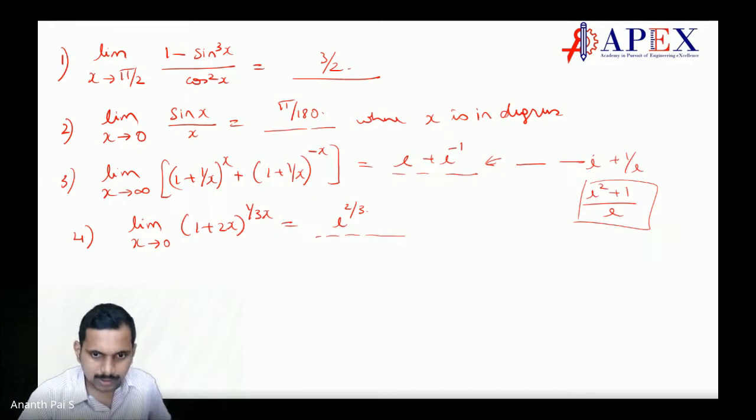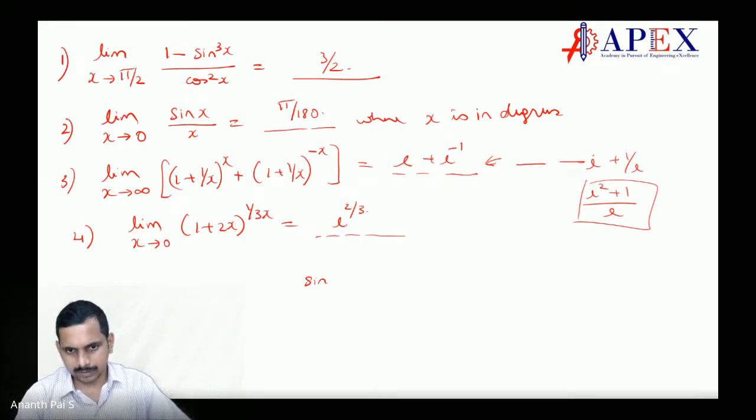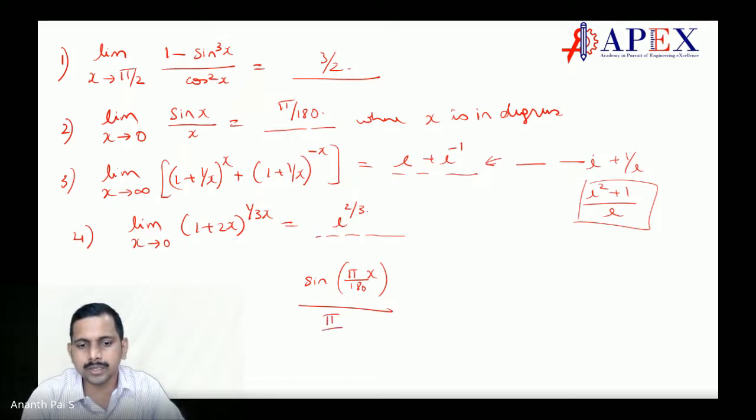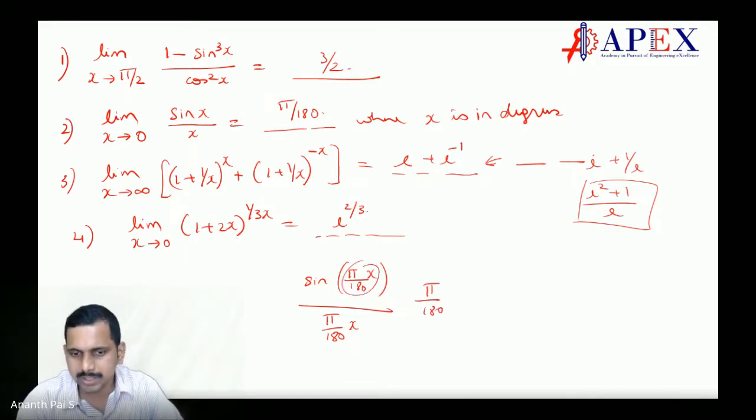See, sine of something. What is x? x degrees, is it not? One degree is equal to how many radians? It is pi by 180 radians, is it not, students? 1 degree is pi radians divided by 180, correct? Into x, so many radians. Now, when you convert into radians here, you can write pi by 180 into x, and here we can say pi by 180, correct? Now, this is in radians.